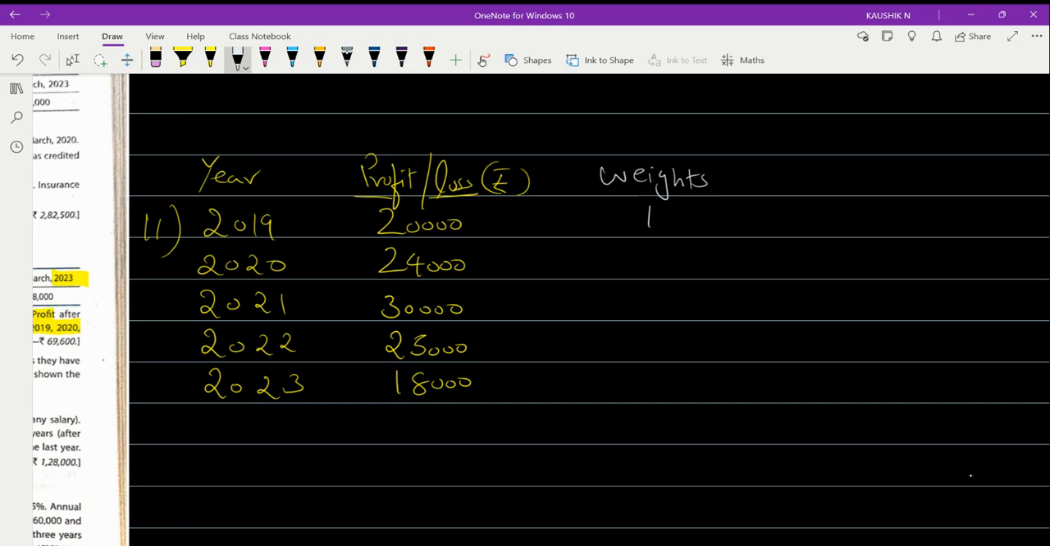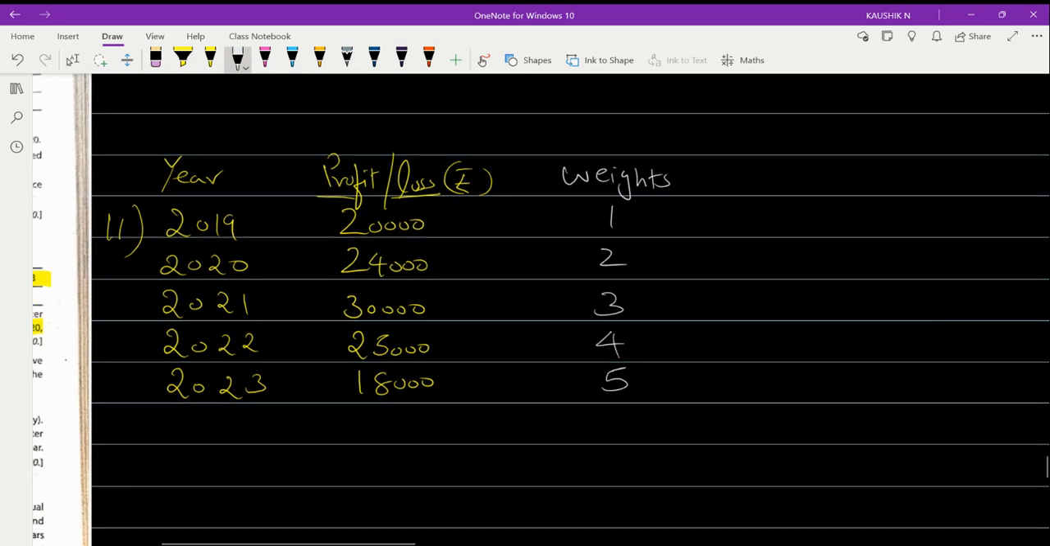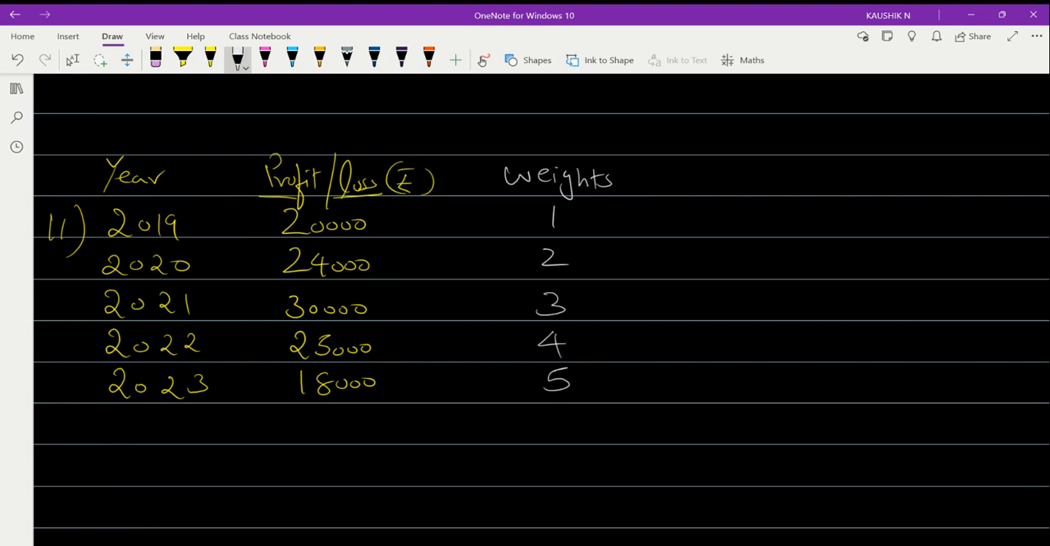The next least value, 2, goes to the next least year. The next least value is 3, which will go to the subsequent year. The next least value is 4, which will go to the next subsequent year. And finally, number 5 is to be given for the recent year. So year, profit, weights. These are the three columns you have brought into the picture. Now there is one more column to be brought in, which we call weighted profits.